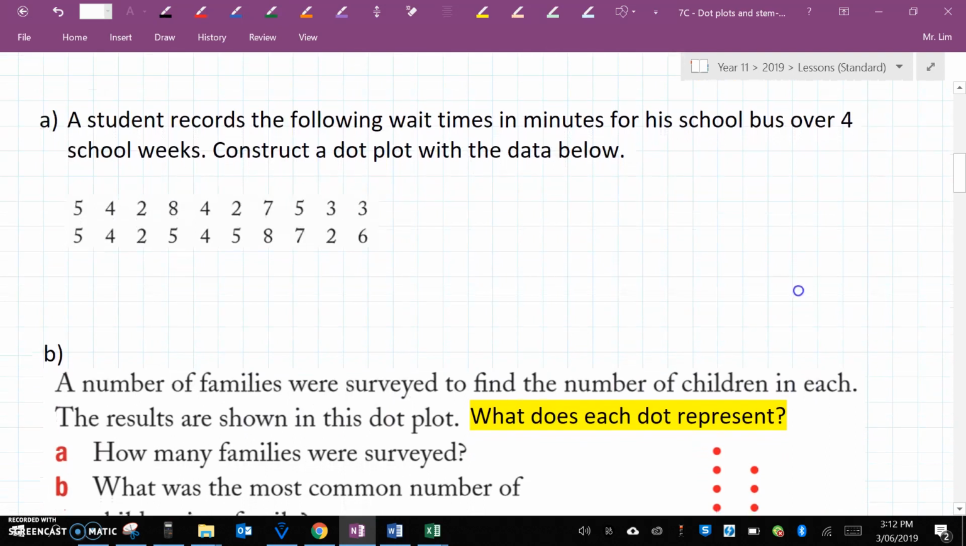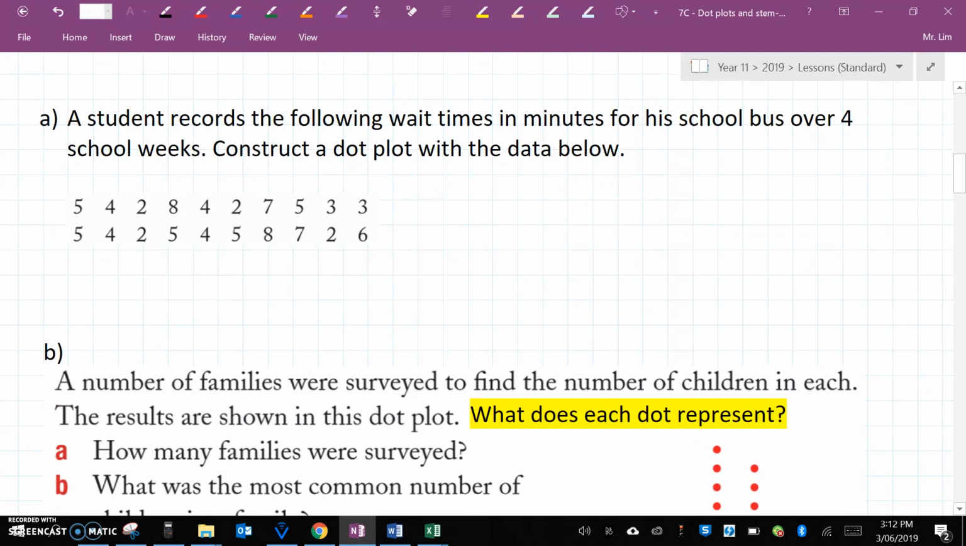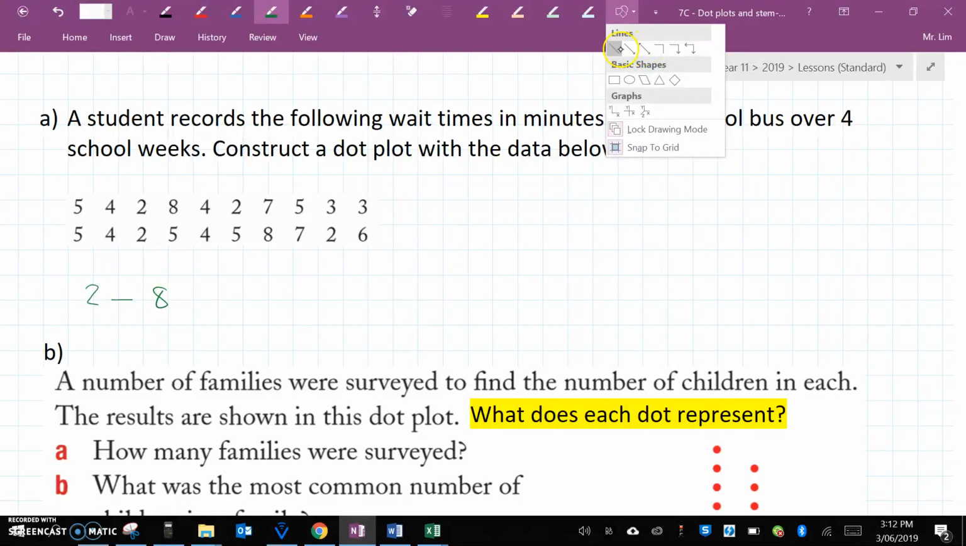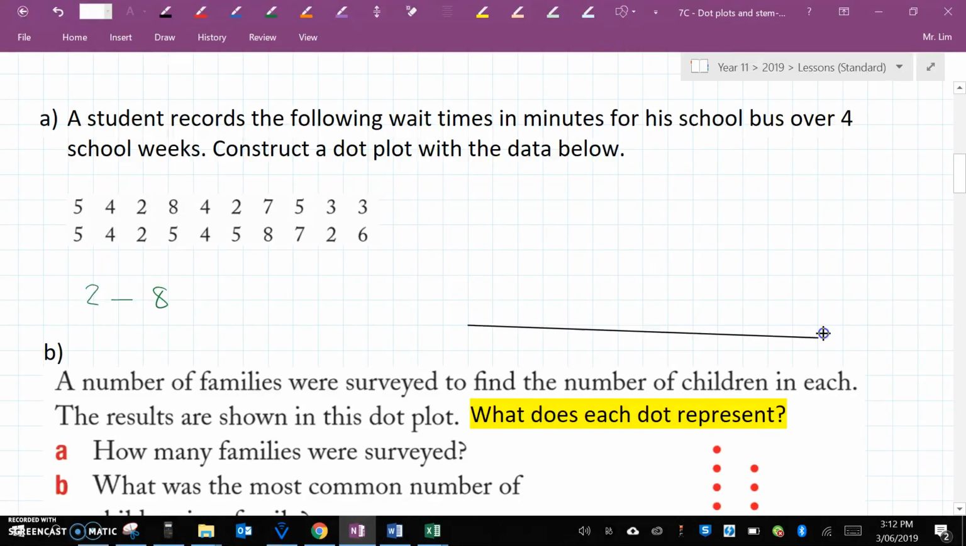A student records the following wait times in minutes for his school bus over 4 school weeks. Construct a dot plot with the data below. So what I'm going to do is have a look at the data. Identify the smallest number, which here is 2, and the largest number is 8. So I'm going to go all the way from 2 to 8. Okay. 2, 3, 4, 5, 6, 7, and 8.